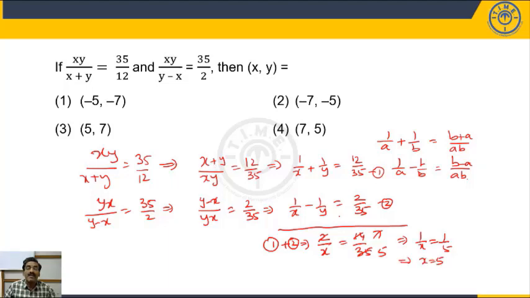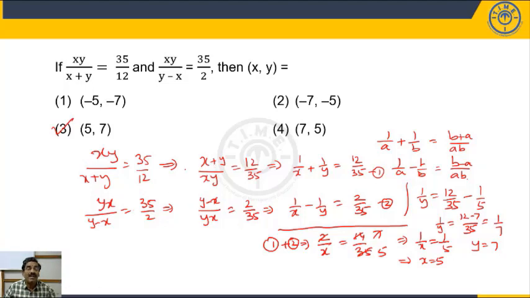Right or not? And if we substitute that 1 by x is equal to 1 by 5 here, we will have 1 by y is equal to 12 by 35 minus 1 by 5. Taking LCM here, 35 is the LCM, and 1 by y is equal to, 35 in 35 will go 12 times, 5 will go 7 times, so 7 by 35 is nothing but 1 by 7. That implies y is 7. So x is equal to 5 and y is equal to 7 is our answer. This is one way of getting the answer.